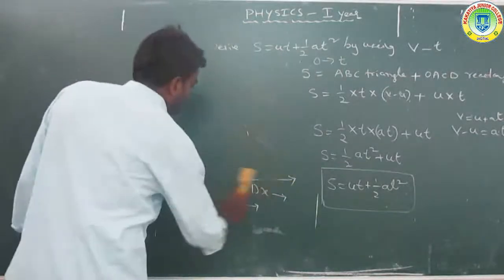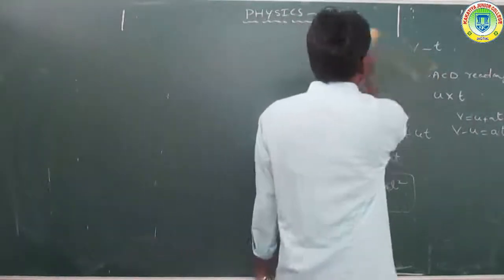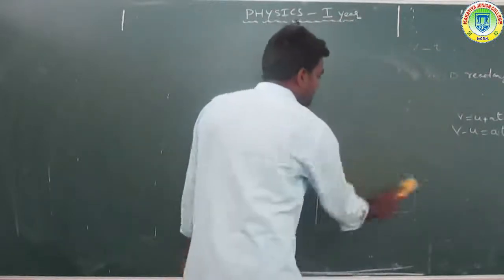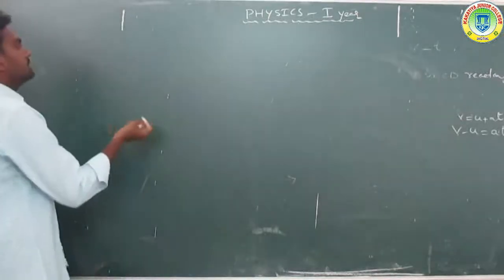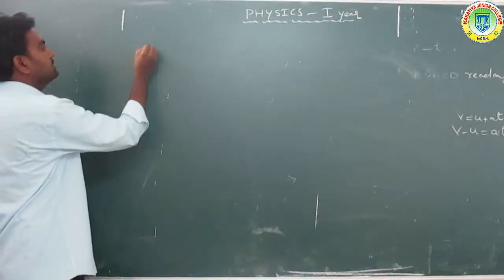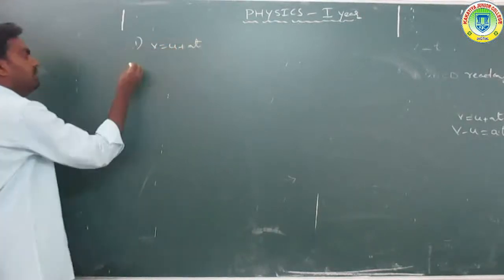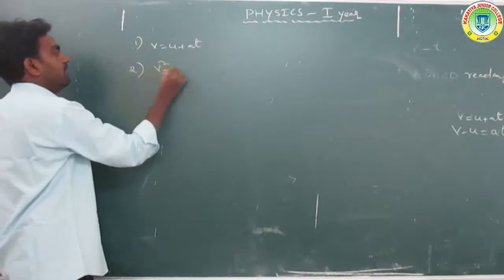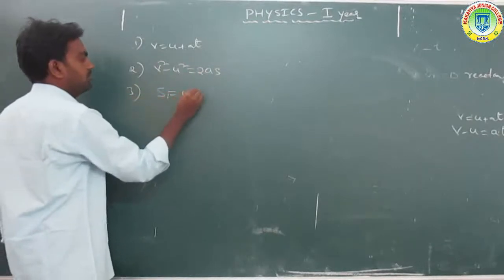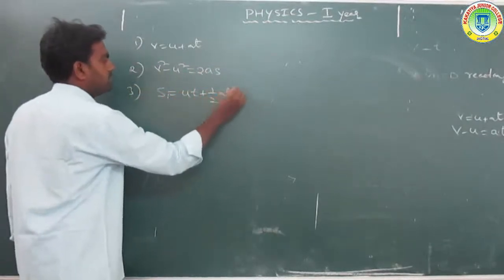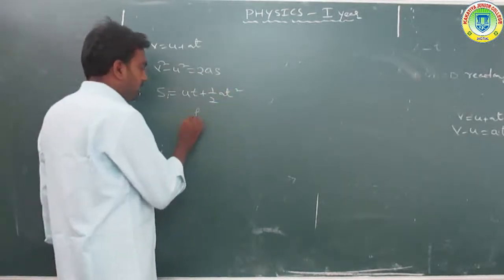Now let's discuss another topic: the kinematic equations applied to a free falling body. What are the kinematic equations? First, v is equal to u plus at, the first kinematic equation. The second is v square minus u square is equal to 2as, and the third is s is equal to ut plus half a t square.